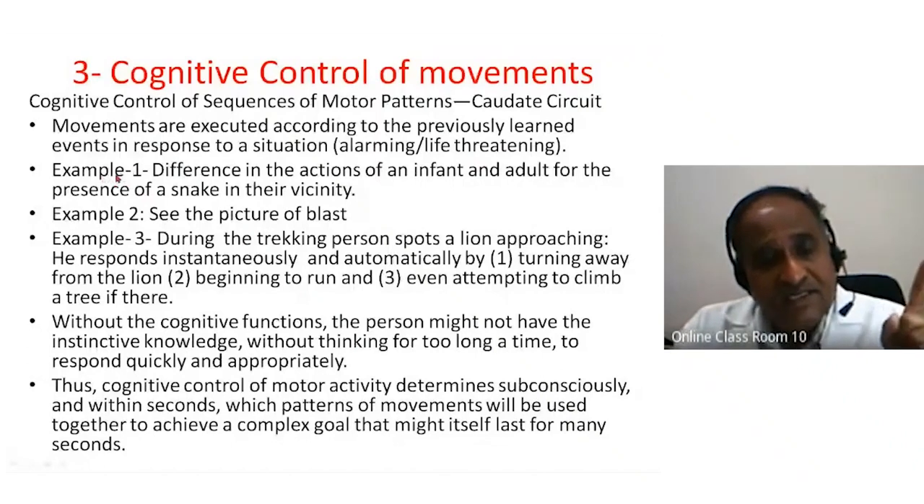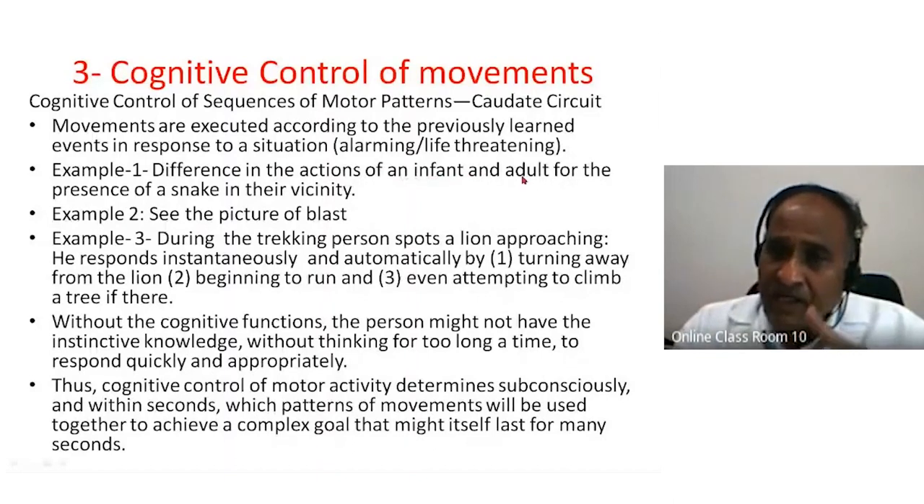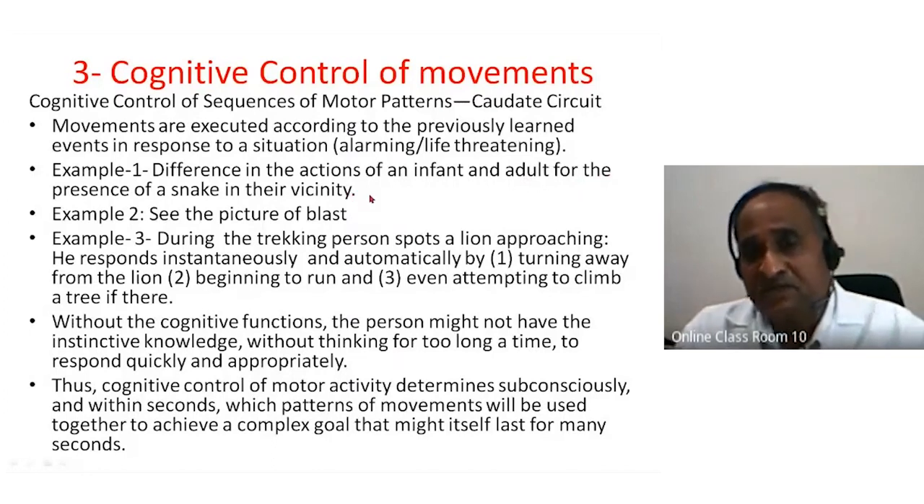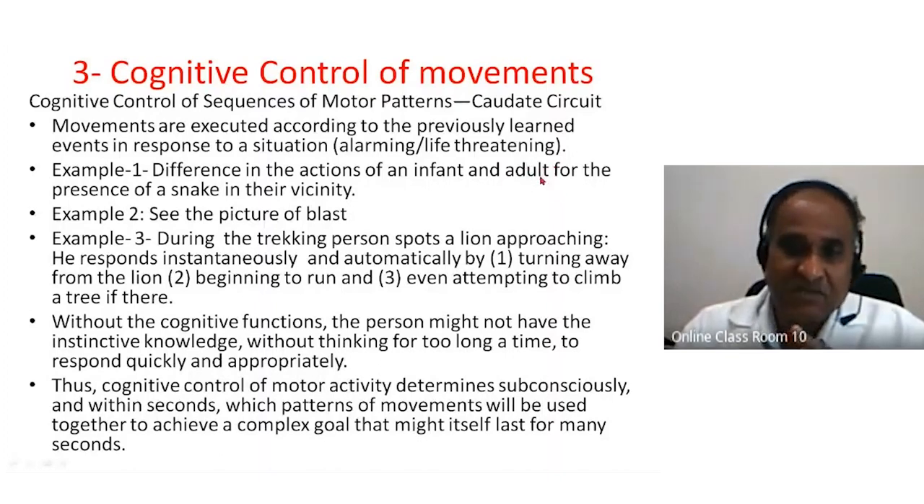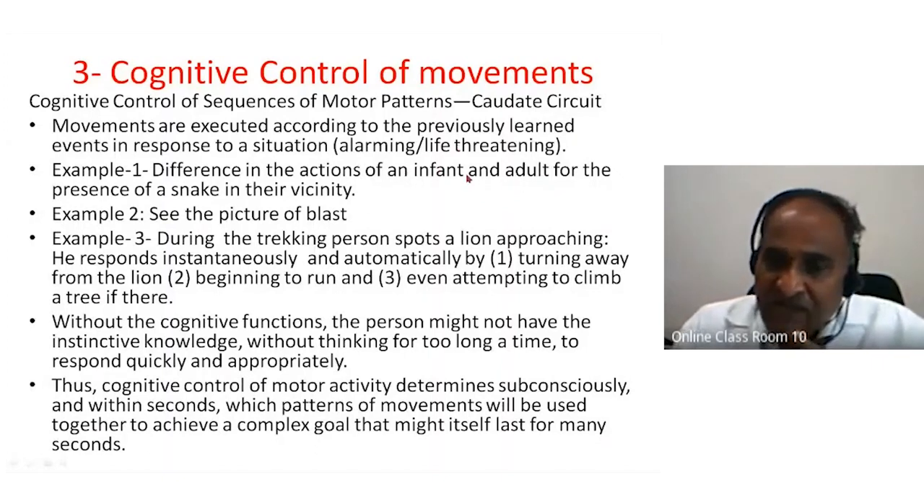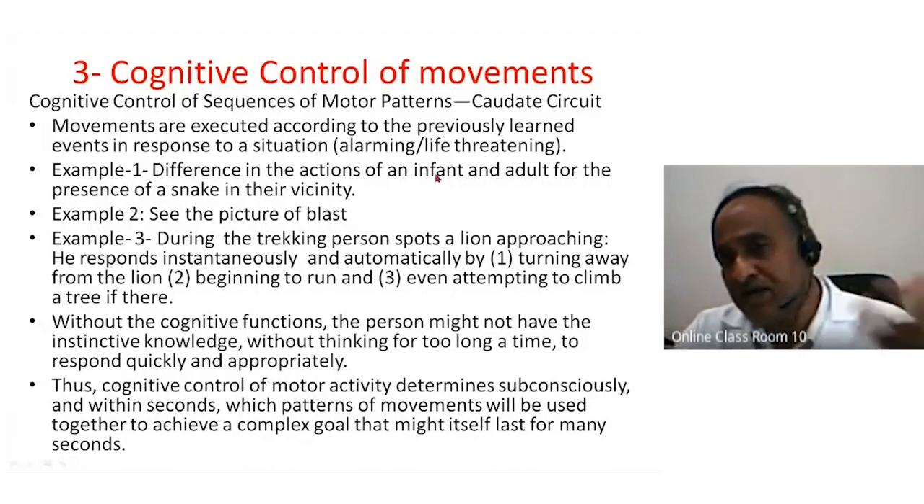So now let us examine one of the examples. Example one, the difference in the reaction of an infant and an adult to the presence of a snake in their vicinity. Say for example, in the bed where the infant is placed, you have a snake, and in the bed where the adult is sleeping, the snake is placed. What would be the response? The infant is not scared. It holds on to it and puts it in the mouth, or it plays around.